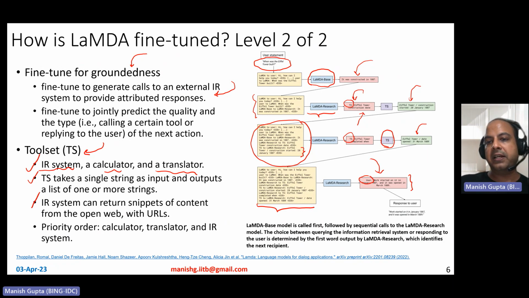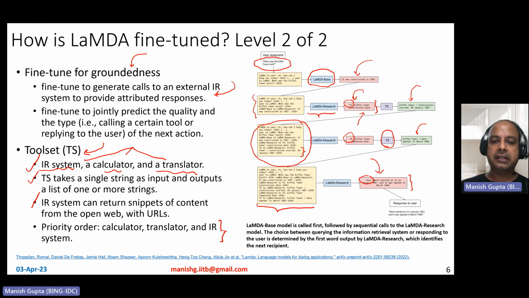When they get a query for the toolset, the query is passed to all three: the IR system, calculator, and translator. Of course, the calculator will return an empty response, the translator will return some sort of a response, and the IR system will return some response. The priority order is the calculator, translator, and then the IR system.